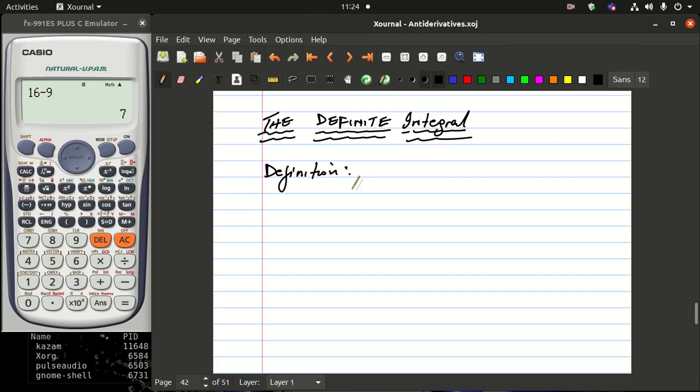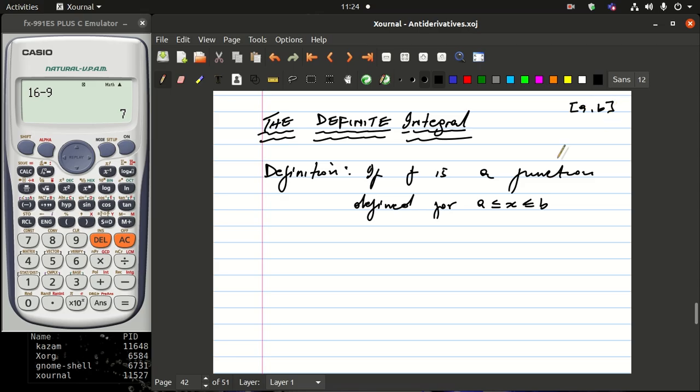So the first definition I want us to talk about is: if f is a function defined for the interval a less than or equal to x, less than or equal to b. Remember, this is the same as a up to b. So we have a function that is defined there.